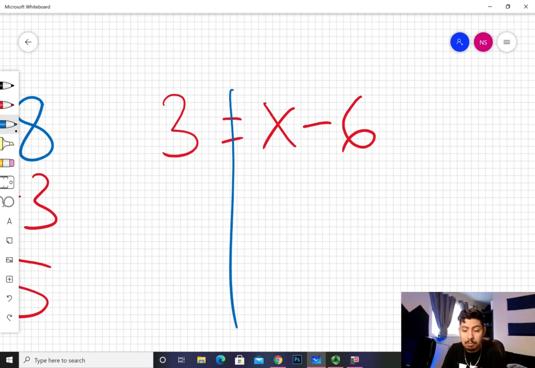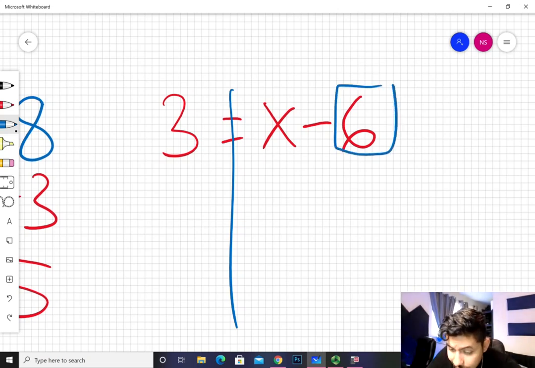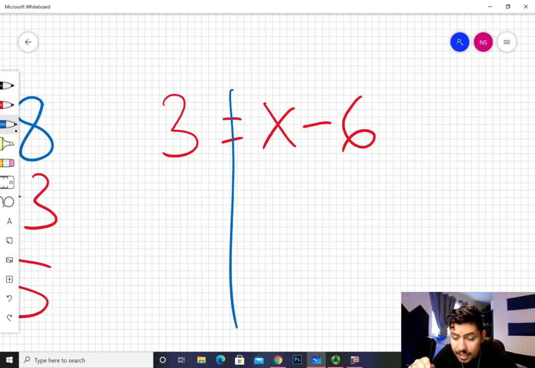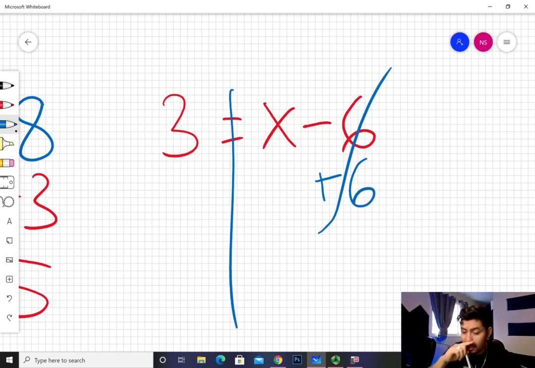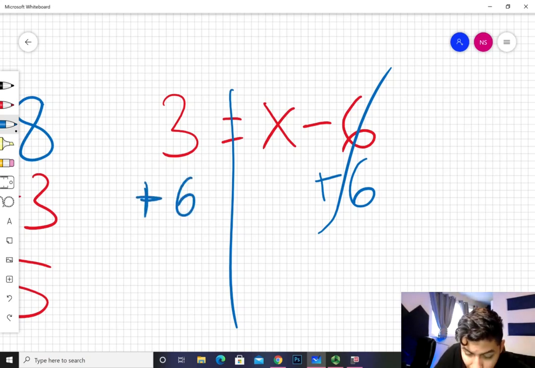That 6 needs to be moved. How do you move that 6? Opposite of the sign. This 6 right here, what is its sign? It is a -6. So you add plus 6. That's what cancels it out, vanishes from here, and it gets deported to the other side. Plus 6, with symbol and all.